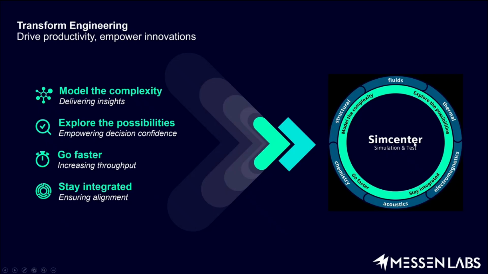Okay, this is just a brief introduction to the Simcenter portfolio of simulation and test solutions that enable us to model the different complexity involved in the different physics, enabling us to get detailed insights and explore new possibilities so that we can take decisions with much more confidence and go faster. That is the main aim of simulation, right? To get more efficient, to save as much time as possible and stay integrated across domains. Solutions are available right from structural, fluids, thermal, electromagnetics, acoustics, chemistry, electronics, and more. And they have a seamless connection.